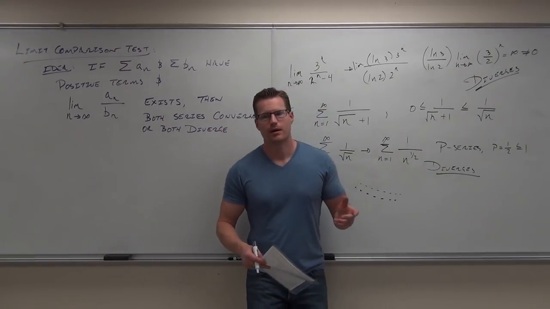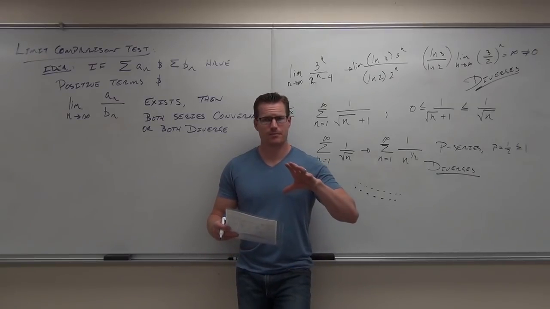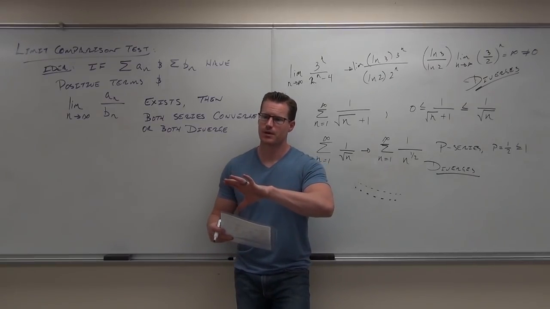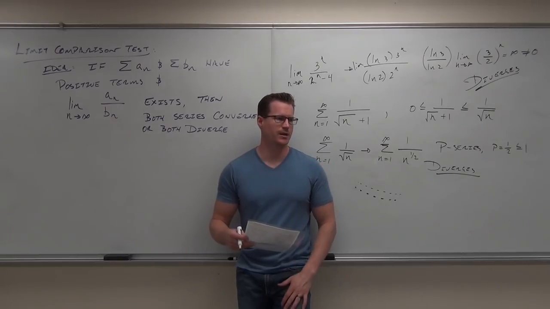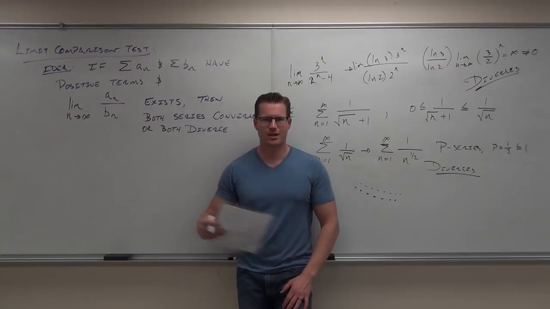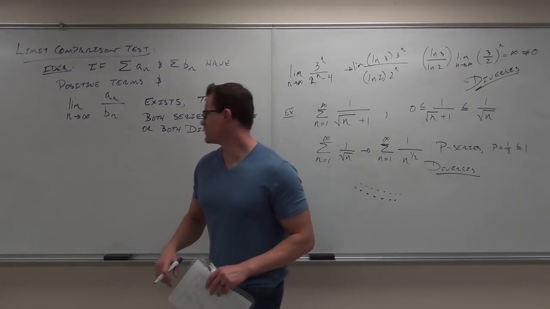So again, I'm not going to write this down, it's the same idea. We're going to compare our given series to a series that we know the convergence of. And then we're going to take a limit. That's the idea. Would you like a proof of this to prove that this is actually true? Yeah. Okay, so here's the proof.